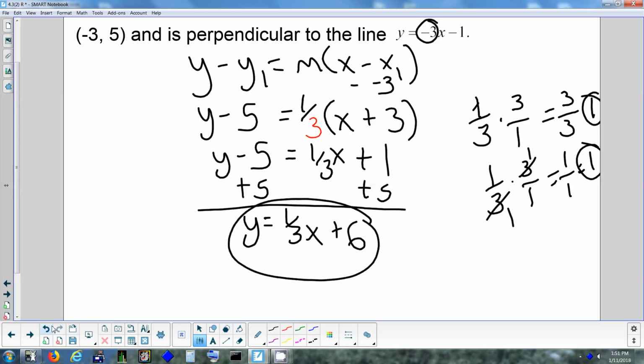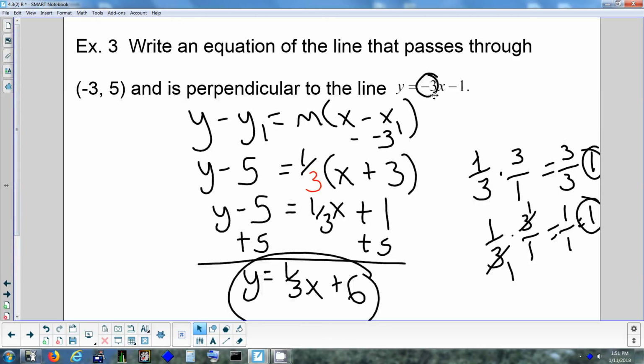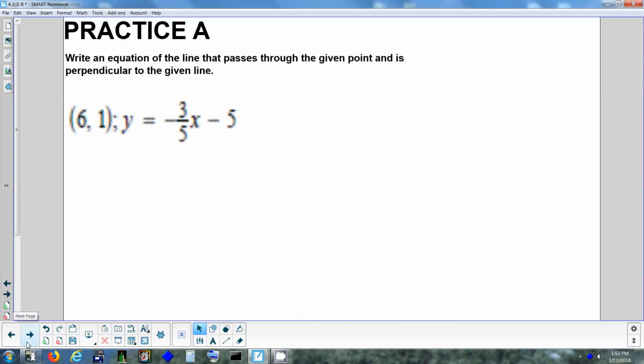Y equals 1/3 x plus 6. How did you get the 1/3 again? It asked for perpendicular, right? The slope we're given was -3. So for a line with a slope to be perpendicular to that, it's going to be opposite. Here it was negative, so we're going to make sure our new slope is positive, and it's going to be a reciprocal. The reciprocal of 3 is 3 over 1. I flip it and make it 1 over 3. Can I answer your question? Any other questions? All right, let's go.